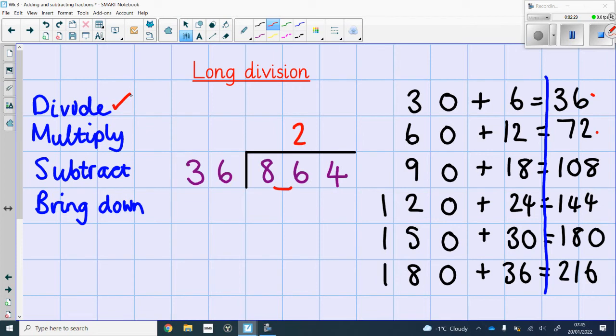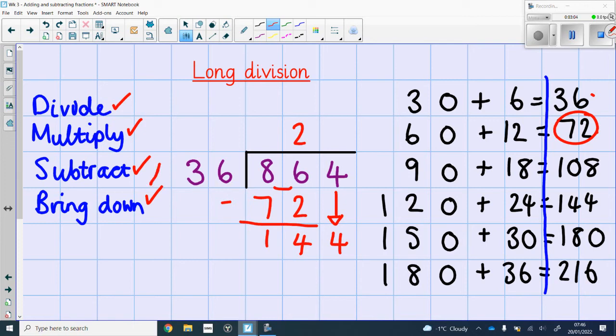Now let's move on to multiply. 2 multiplied by our divisor, 36, is 72. So I've multiplied, and therefore I need to subtract the 72. Okay? And I'm only subtracting 72 from 86. I'm not subtracting it from the whole dividend. So 6 subtract 2 is 4. 8 subtract 7 is 1. And I need to bring down, which is the final stage, the 4, from our dividend. Bring down the 4.